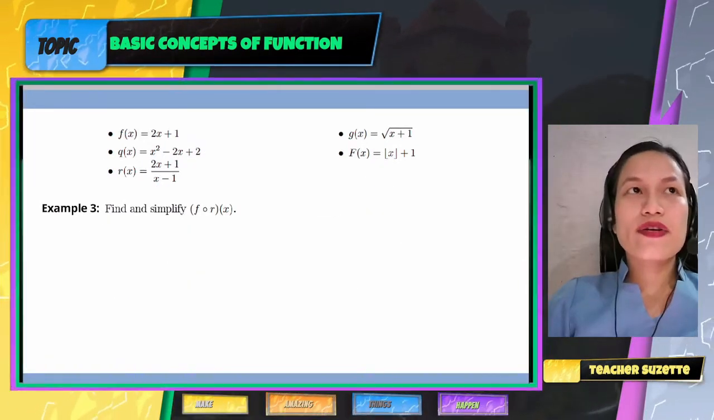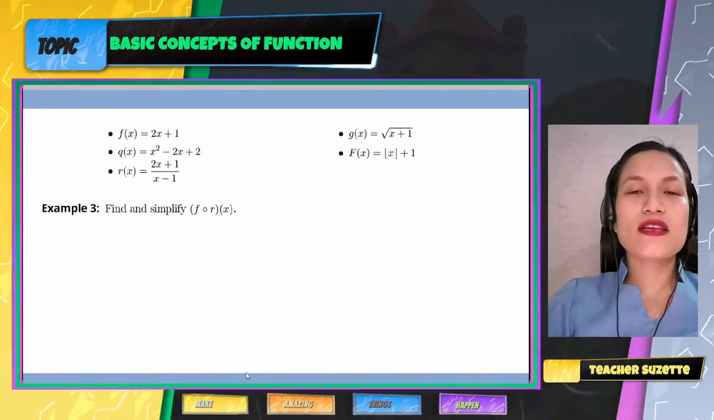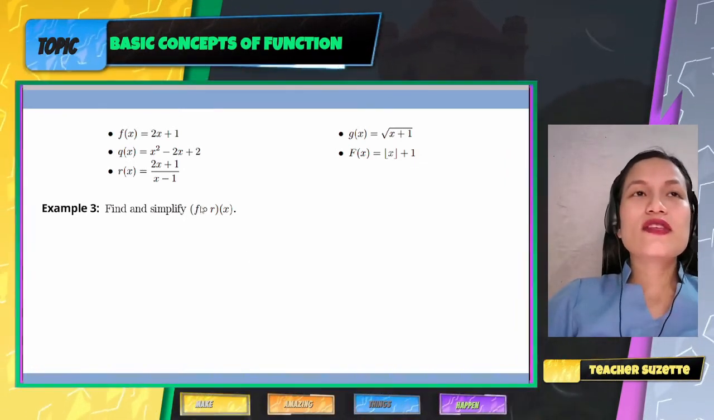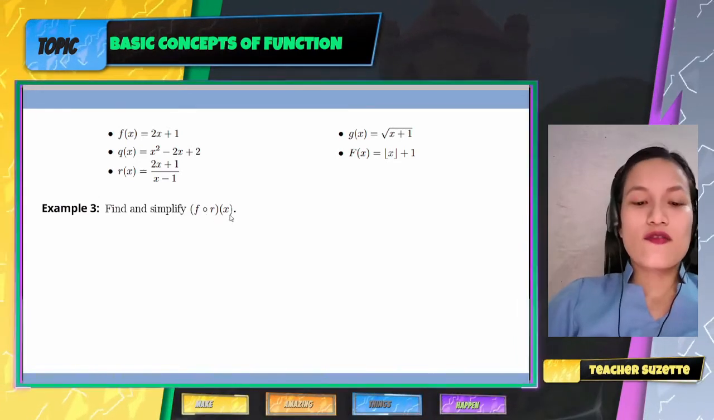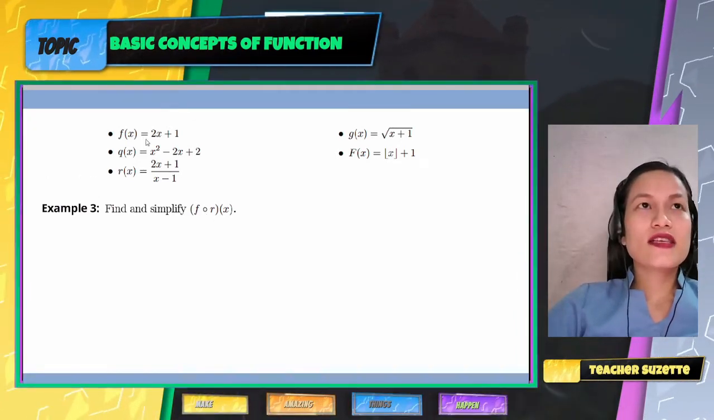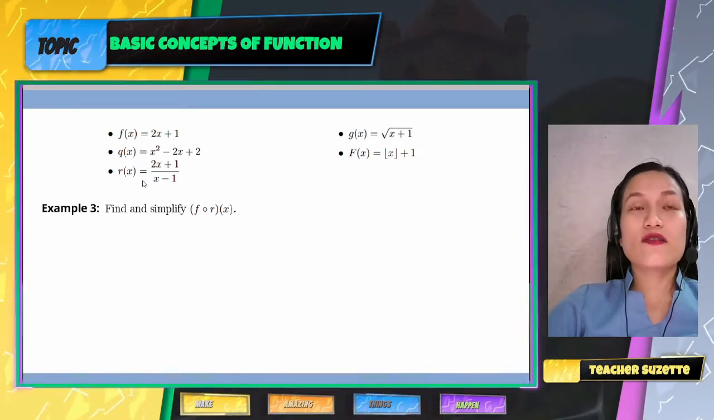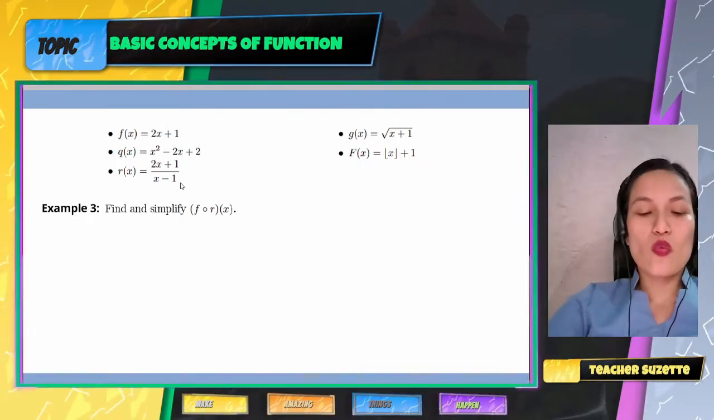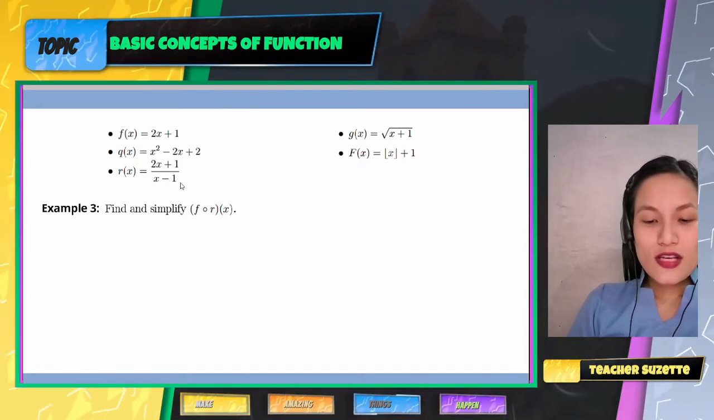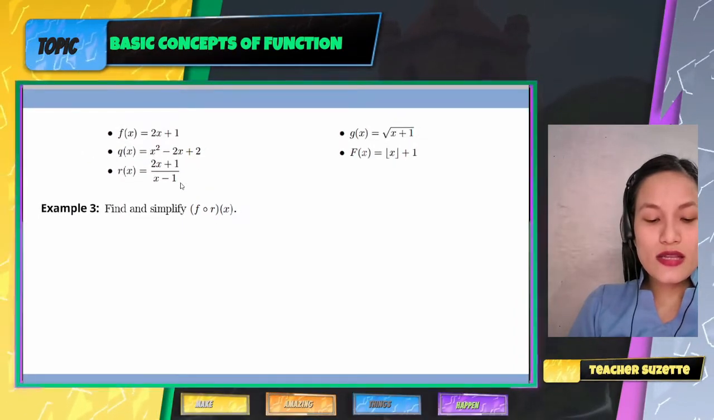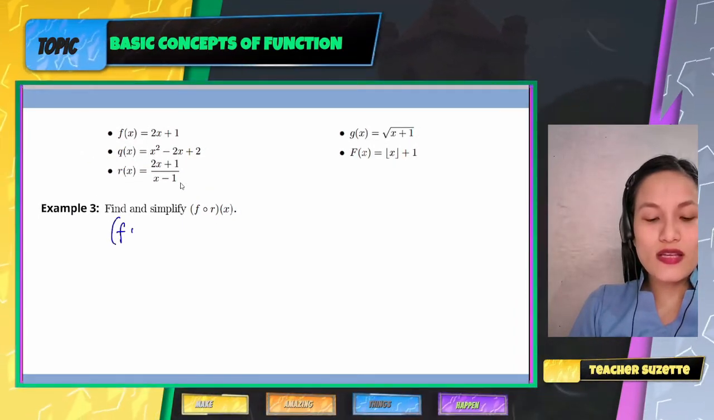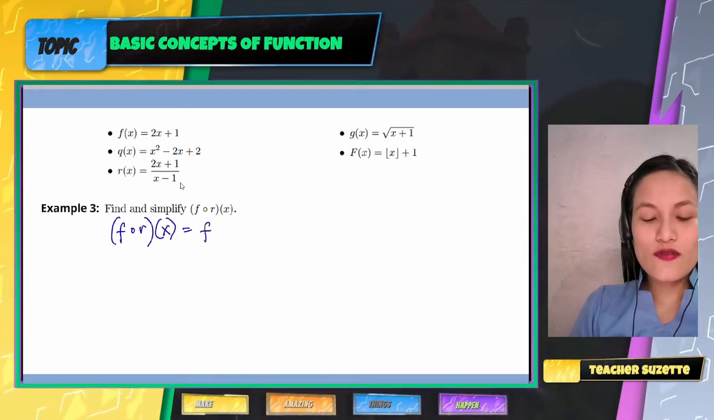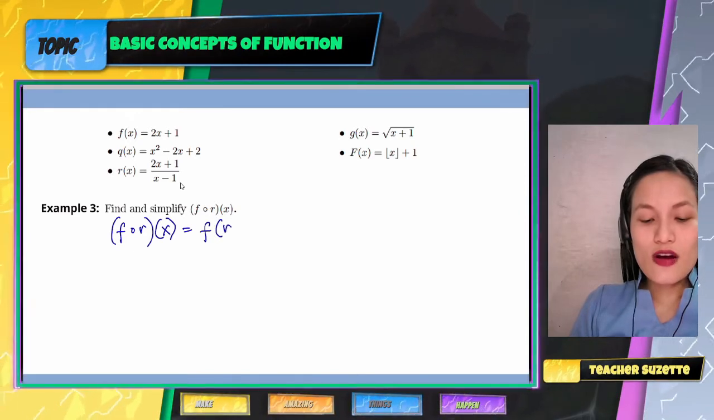Let's have now our third example. So same lang din po ng mga process na ginawa natin kanina, but this time we are going to find and simplify the composite function of f with r of x. So, ang ating f of x is equal to 2x plus 1 and ang ating r of x is equal to 2x plus 1 all over x minus 1. So, by the definition, kanina, we already know that the composite function of f with r of x is equal to the function of f of r of x.